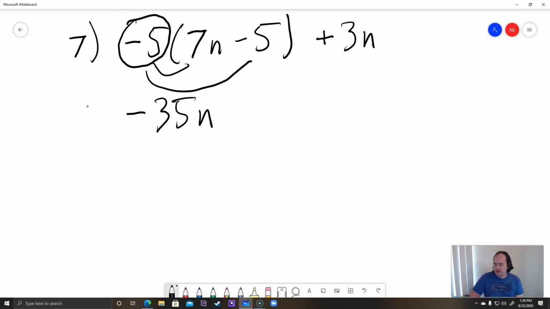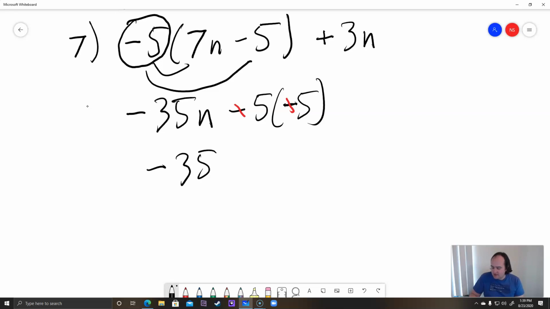Okay, and then for the second term, what's negative 5 times negative 5? Well, if you aren't sure, you could write it out. It's actually going to be negative 5 times negative 5. So if you can't do it in your head, you can write it out like that. But because we distributed the minus, what's going to happen? Well, a minus times a minus actually gives us a plus. So those two are going to cancel out, and we're actually going to have positive, and it's going to be 5 times 5 is 25. So we have negative 35n plus 25.